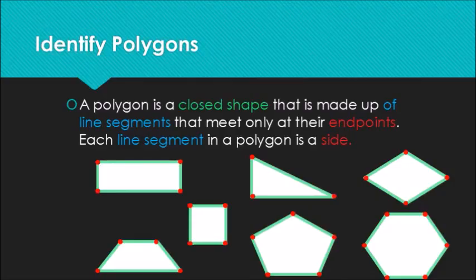A polygon is a closed shape that is made up of line segments that meet only at their endpoints. Each line segment in a polygon is a side. Look at those shapes. All those shapes are polygons. They're made up of line segments or sides meeting at their endpoints, the red dots.